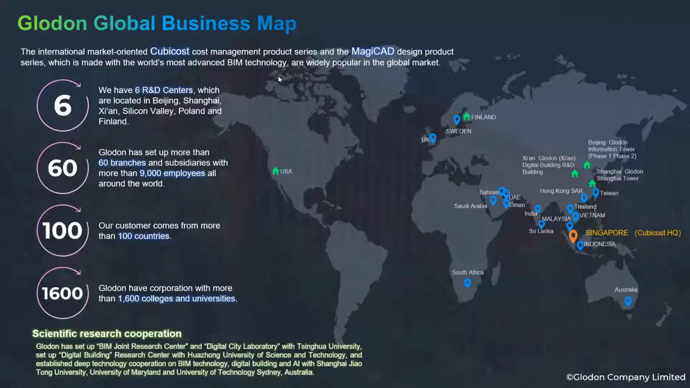So I will tell you a little bit about our Glodon company. Glodon is the largest AEC software provider in the Asian region, and we basically provide Cubicost software, our cost management solution, and MagiCAD, our design solution. We have 6 research and development centers all over the world, and we have 60 branches and 9,000 employees working under us. Our customers come from 100 countries, and 1,600 colleges and universities collaborate with the Glodon company. You can find all these details on our website too.